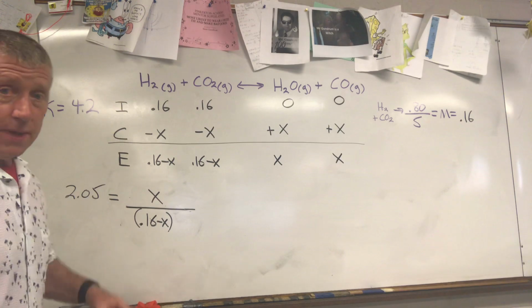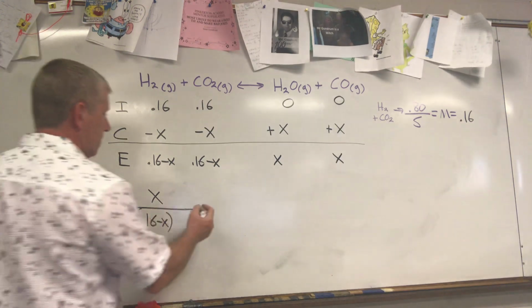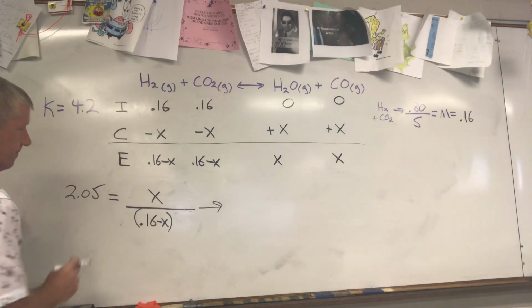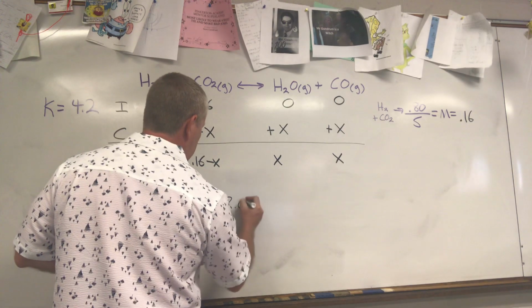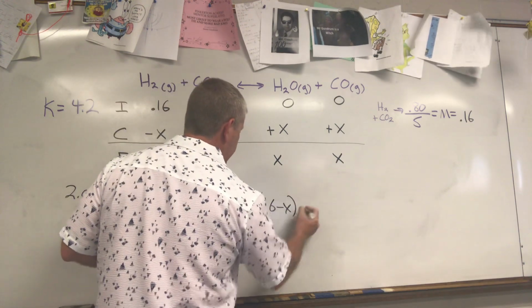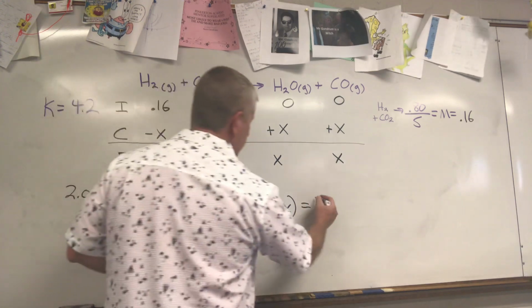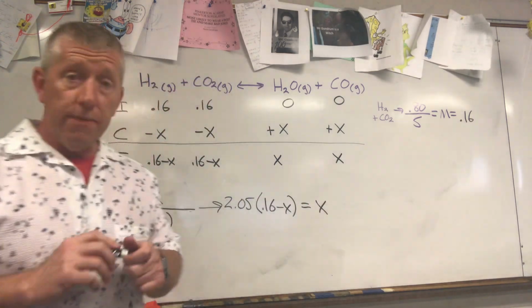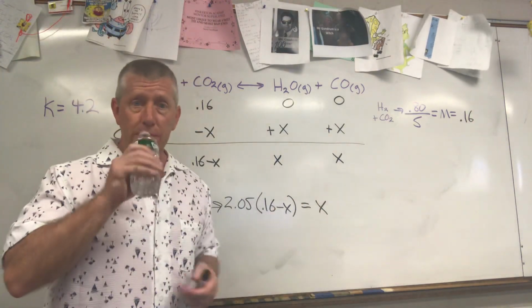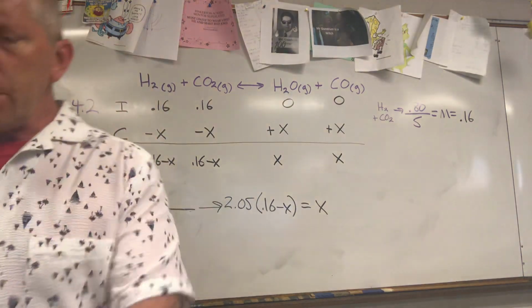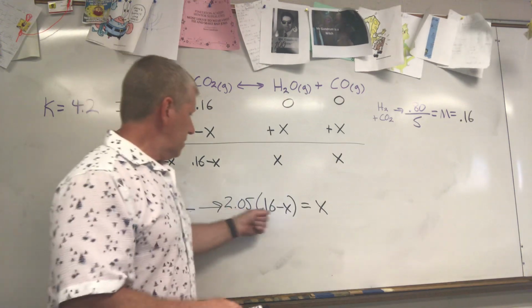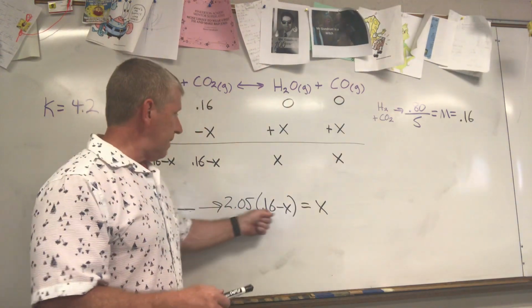How am I going to solve this? Algebra review, people. Algebra review. You have to bring this up. So that's 2.05 multiplied by 0.16 minus x equals... Some of you are getting very uncomfortable with this algebra. I understand. It's a review. Some of you are like, no big deal. But if it's a review, then go through this a couple of times. You've got to get the algebra. Okay, now what? You remember? Distributive property. Distribute that through.